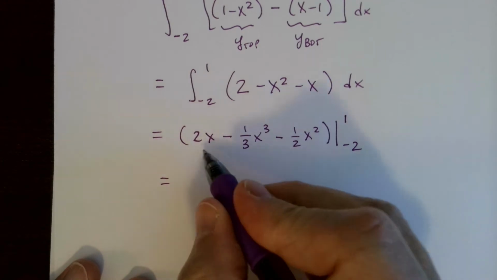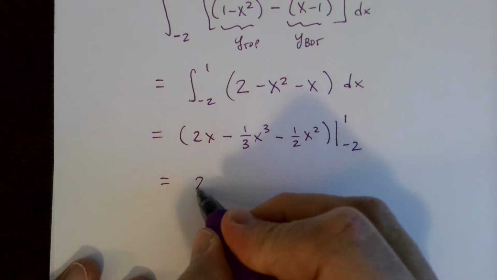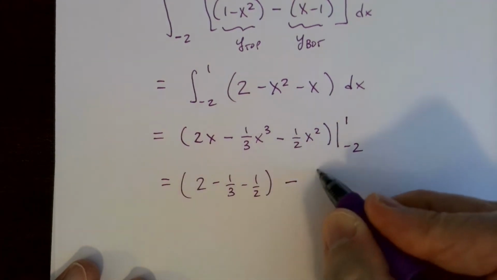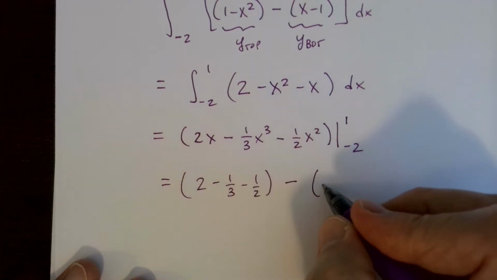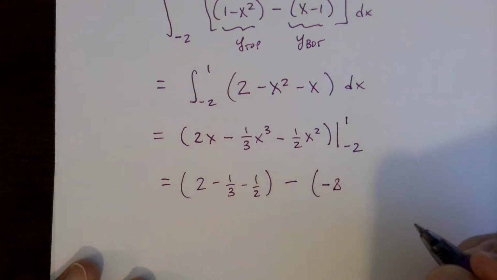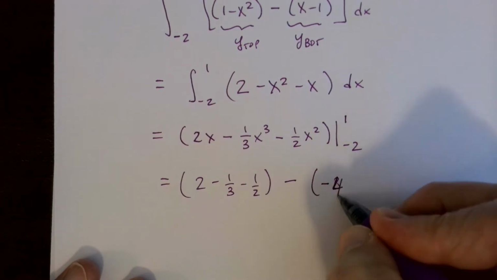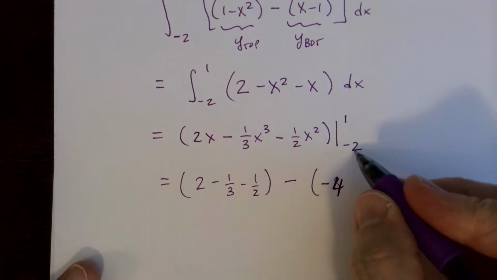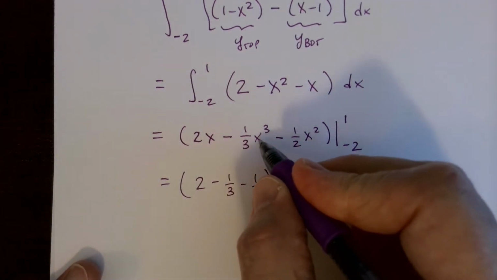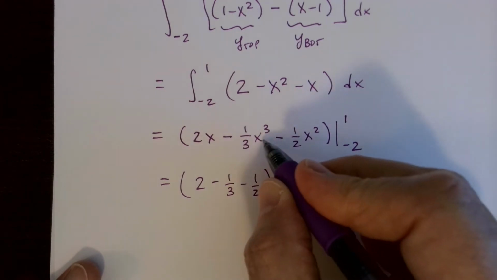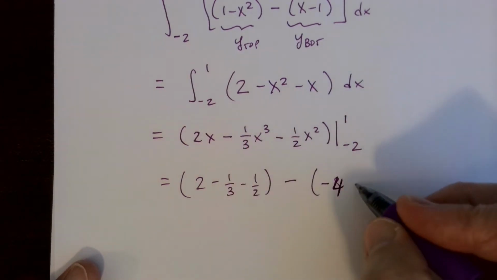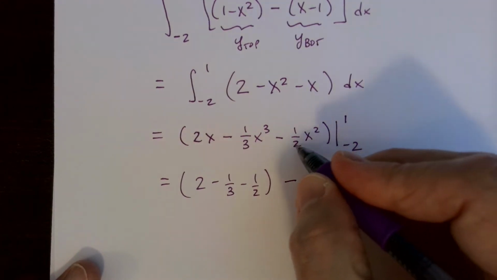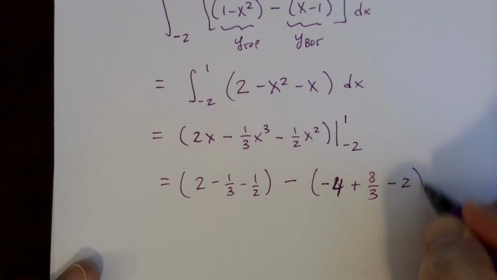So at 1, what am I going to get? Replace x with 1. I'm just going to get 2 minus 1/3 minus 1/2. And then at negative 2, 2 times negative 2 is negative 8. Sorry, minor lapse of reasoning there. Negative 2 times 2 is negative 4. Negative 2 cubed is negative 8, that's maybe where I was thinking. Negative 8 times a negative 1/3 is positive 8/3. And then negative 2 squared is 4. Half of 4 is 2.